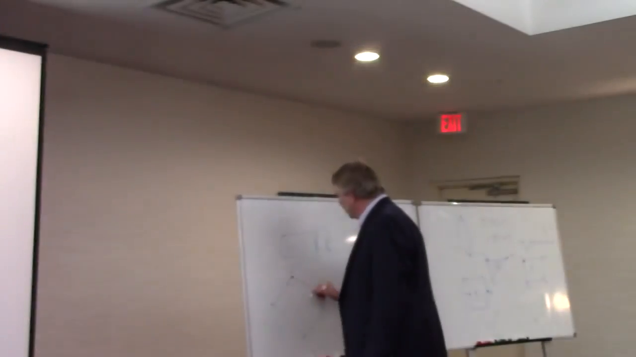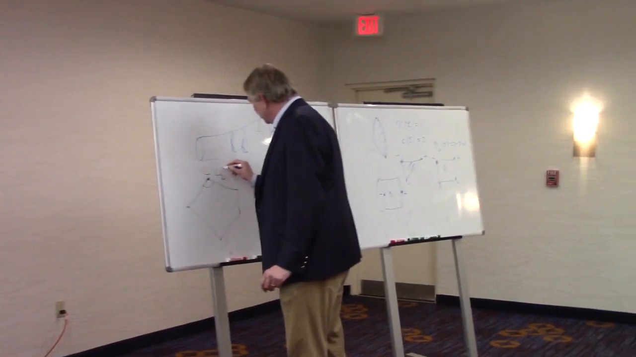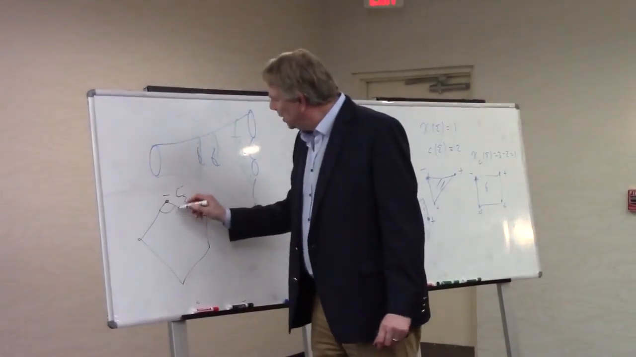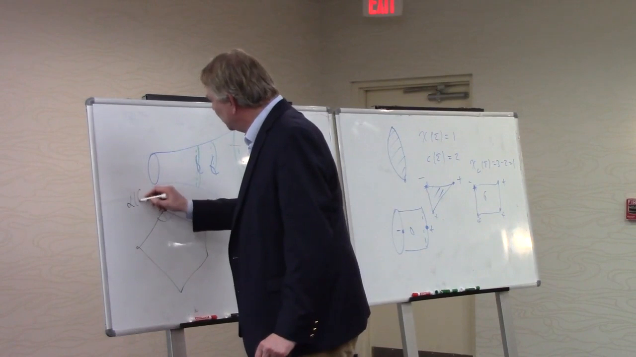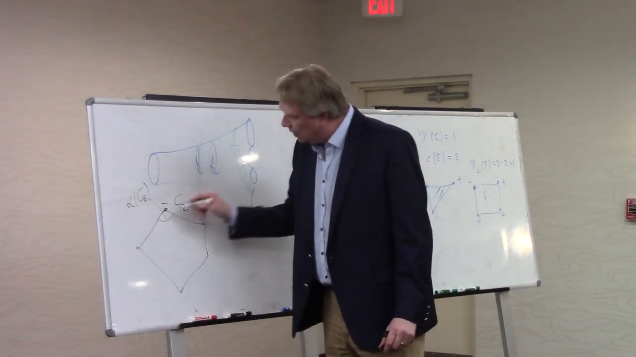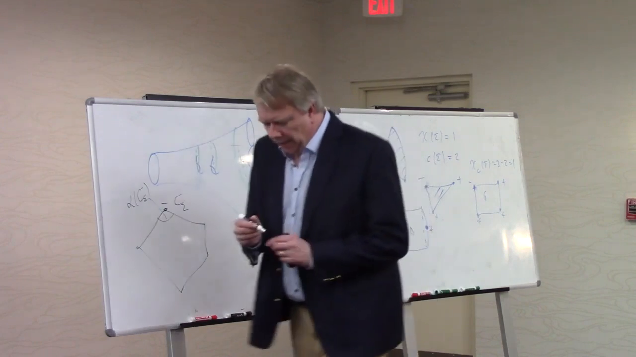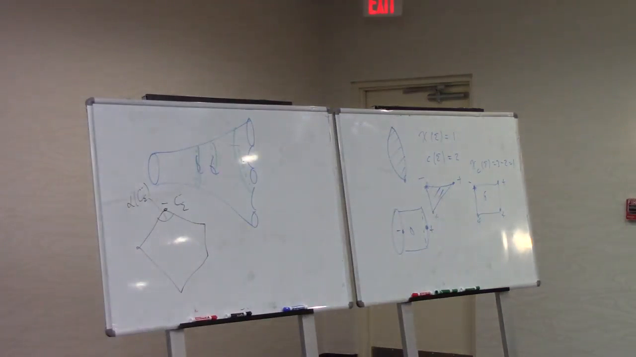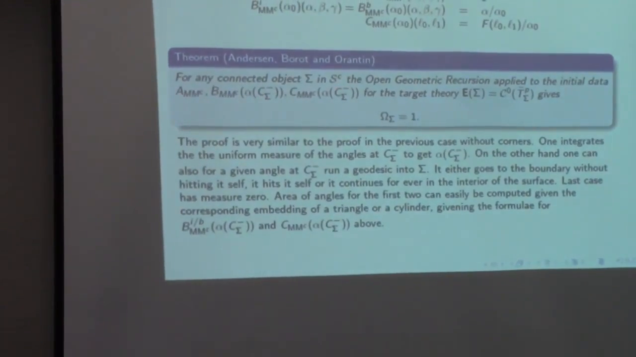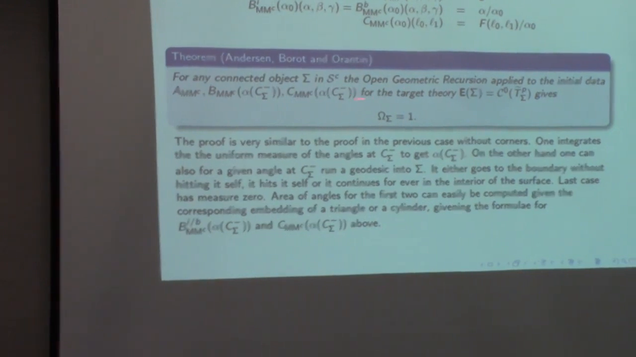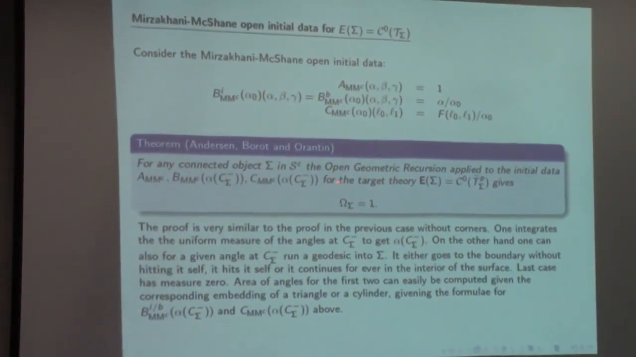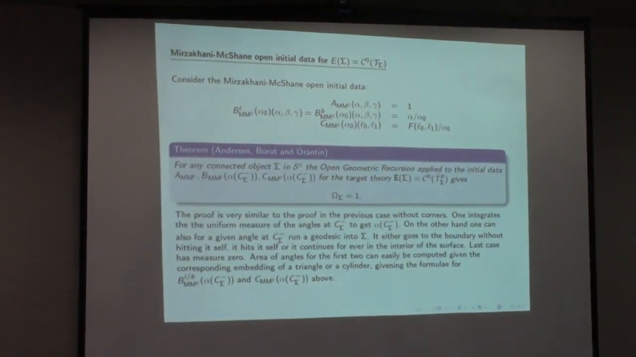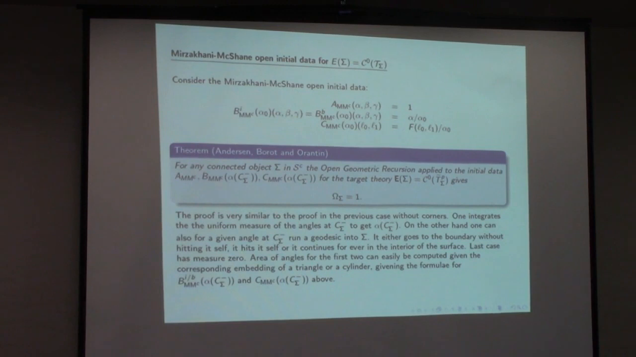So it has some angle. So C_sigma in this case is just 1 point. C_sigma minus just 1 point. And so this here is simply alpha of C_sigma minus, which is the total angle at that point. And then what you do is you take B, and this B here means either B_i or B_b since they're equal, for that angle at this corner here. And then you run the open geometric recursion, and the theorem is this gives you one. So this is a Mirzakhani-McShane identity for the surfaces with corners.